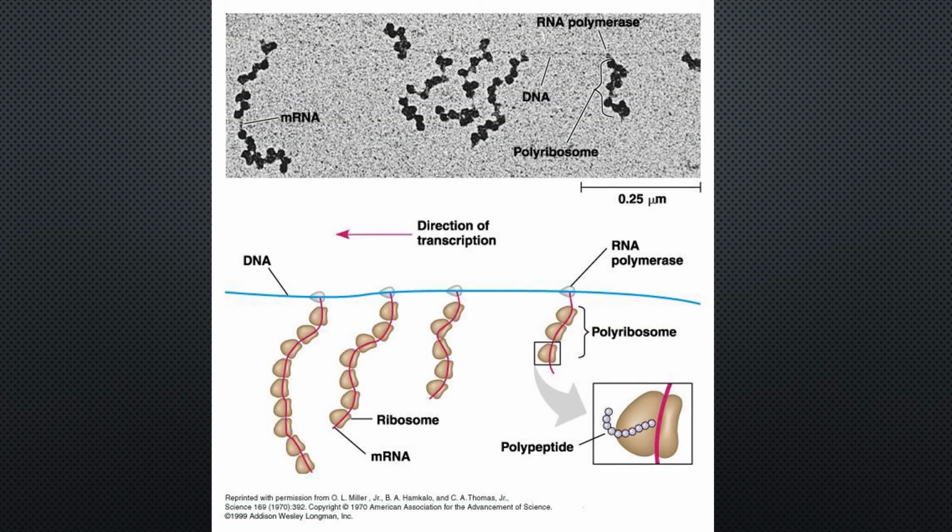So here is an image of that polyribosome that we were talking about. In this image, we have our DNA right here. You can actually see it in the micrograph right here. There's the RNA polymerase. And then as the mRNA is being produced, the ribosomes attach to the mRNA, forming this polyribosome unit, and then proteins are produced right there, all happening in one place at the same time.